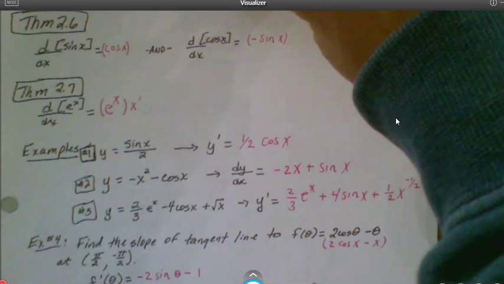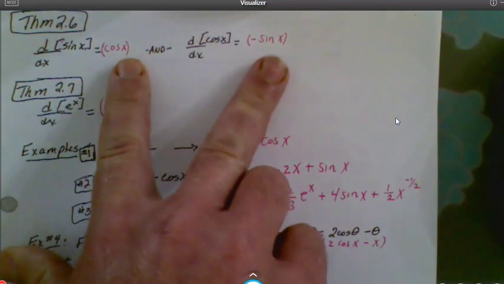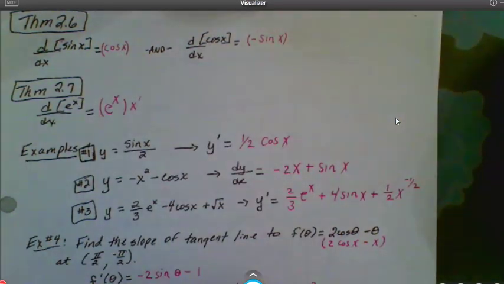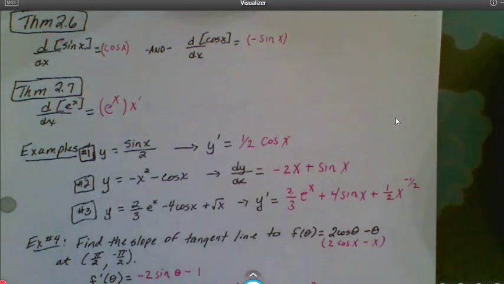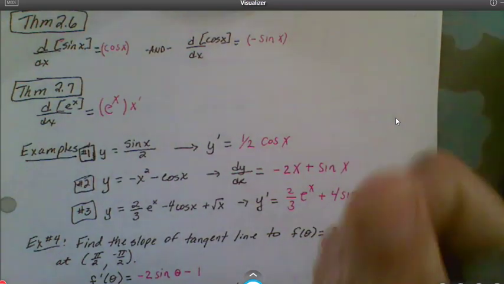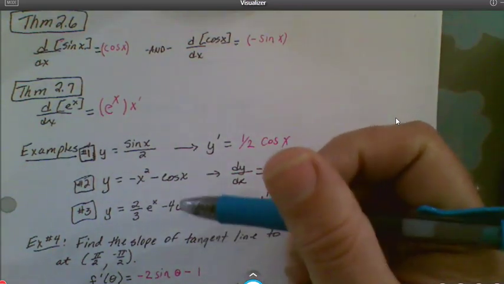So those are two super important rules that you guys got to remember. So the derivative of sine is cosine, and you got this one right over here. Just don't forget the negative whenever you take the derivative of cosine. The derivative of e to the x is e to the x.